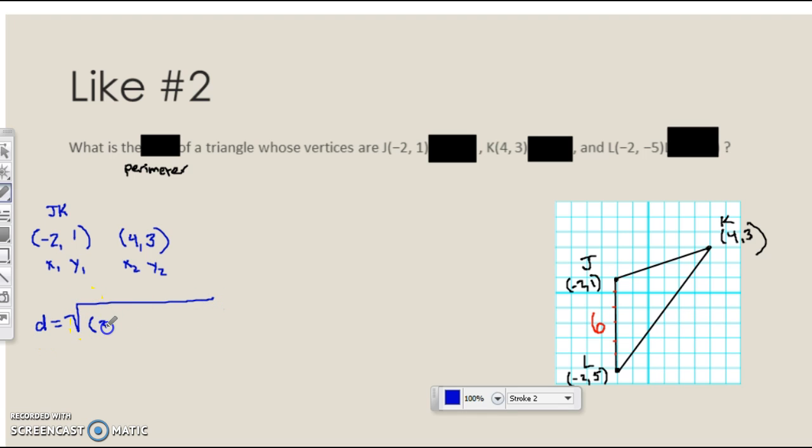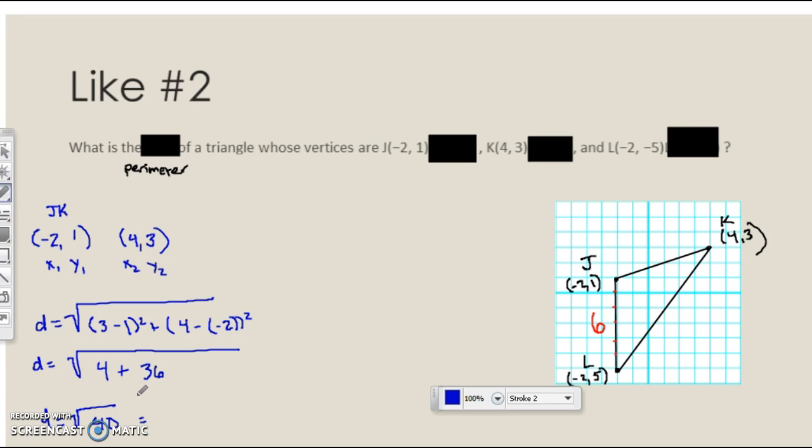So Y2 minus Y1 squared plus X2 minus X1 squared. All right, then I am going to do what's inside the parentheses. So 3 minus 1 is 2. 2 squared is 4. 4 minus -2, that's the same as saying 4 plus 2, so I get 6. And 6 squared is 36. So I know that the length of that side is going to be the square root of 40.